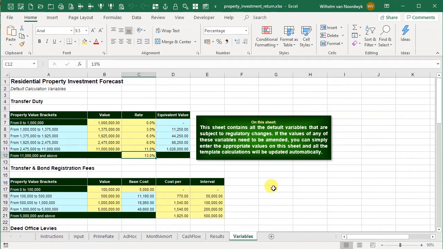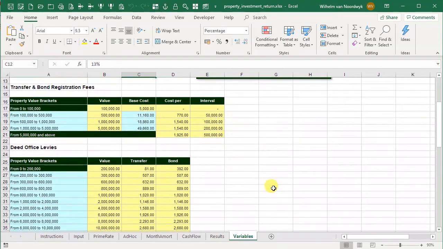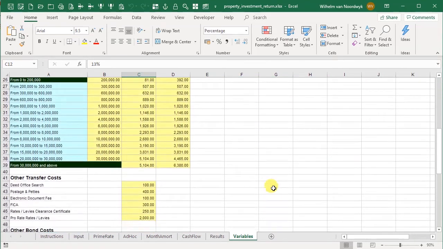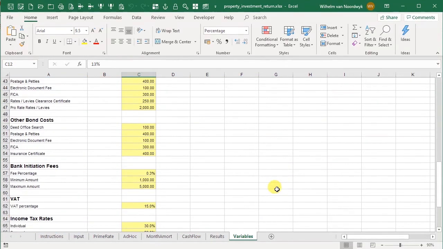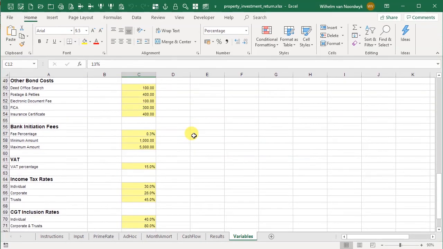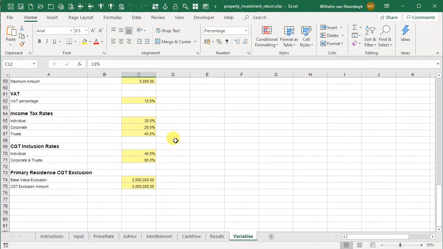So the transfer costs, the transfer duty, conveyance fees, deed office fees, and other transfer costs are used in determining the initial transfer and bond costs. There's also other bond costs and initiation fees, and then some tax rates. So basic tax rate for individuals, corporates, and trusts, and then capital gains tax inclusion rates for individuals and corporates, and primary residence exclusion rates for capital gains tax purposes.